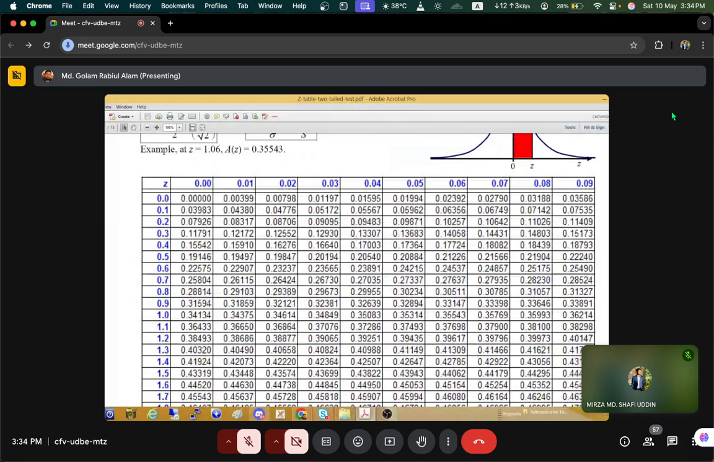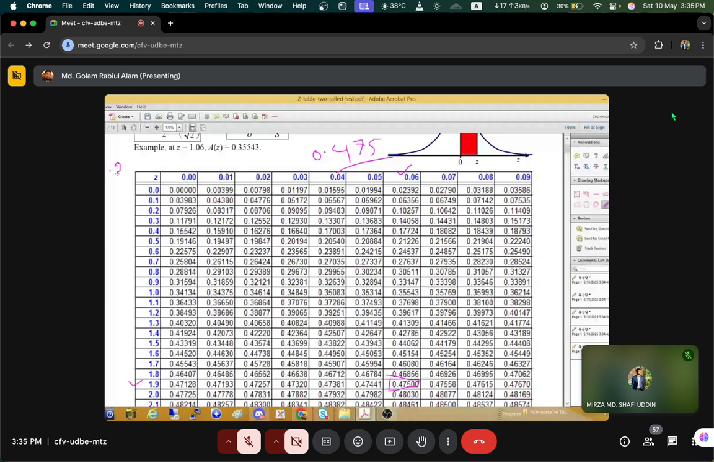And this is the case. Okay, so this is 0.475. And for that, the Z score value is 1.9 here. And in the column, 0.06. So that is 1.9 plus the column value of 0.06, so it is 1.96.